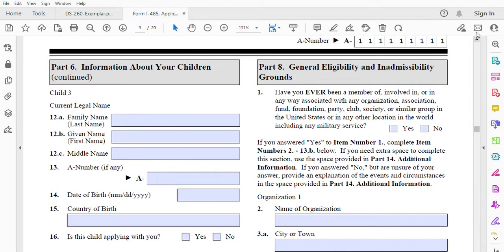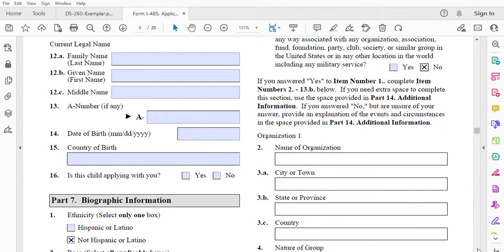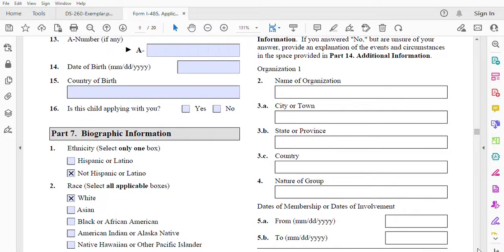Now we're going to go to Part 8, which is general eligibility and inadmissibility grounds. Have you ever been a member of, involved in, or in any way associated with any organization or association, fund, foundation, party, club, society, or similar group in the United States or any other location in the world, including any military services? In our case, no. So for all these, organization 1, 2, and 3, you can put N/A or just leave it blank.